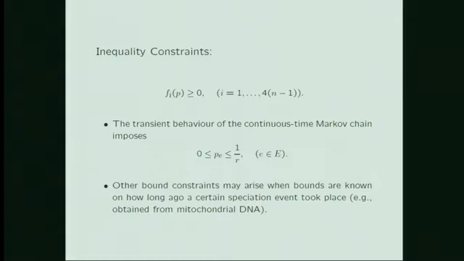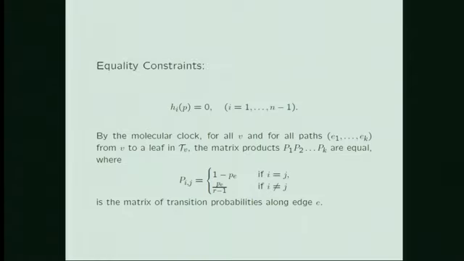You may have other bounds. So this bound just arises from the fact that we have a continuous time Markov process that is ergodic. So P_E can never be larger than the probability that these states take under the limiting distribution. But there may be other bound constraints that arise from limits on the length of each edge that you have obtained from other methods.